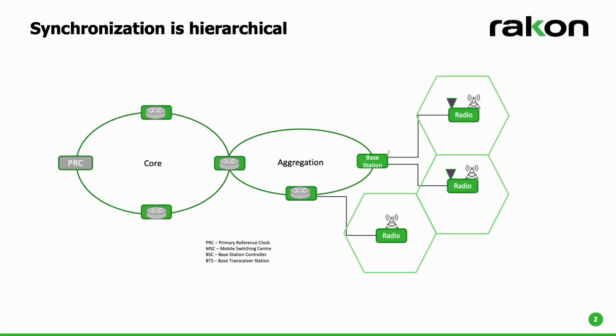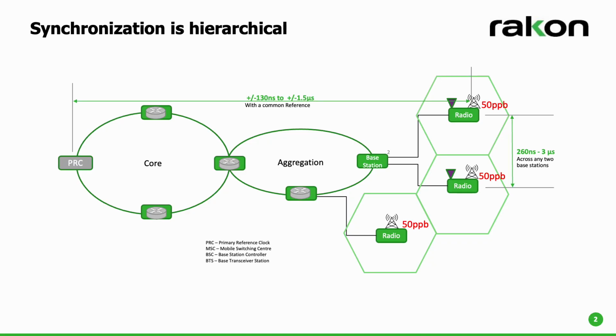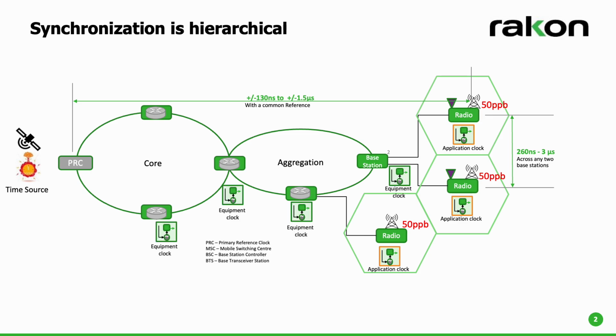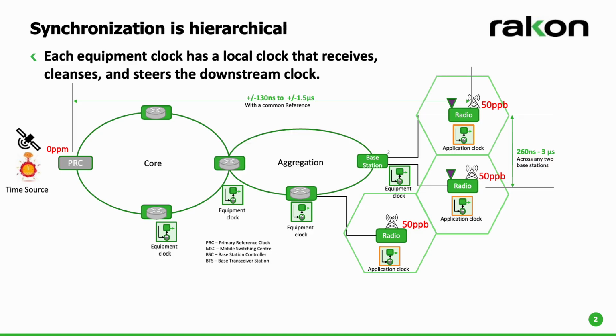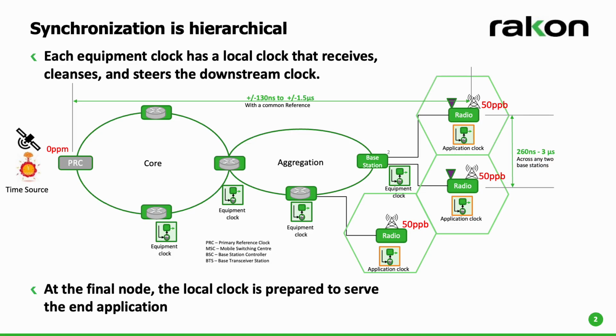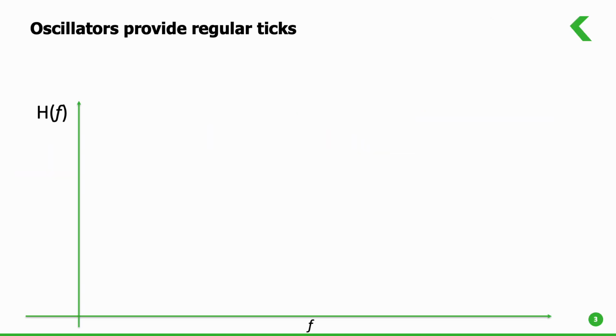Telecom synchronization in general is hierarchical. In this example of a cellular network, the end nodes have certain synchronization requirements. The timing flows from the source to the radios through the core and backhaul networks. Each network element has an equipment clock function that receives synchronization from the upper hierarchy, cleanses it, and steers it downstream. At the final node, the local clock is prepared for the end application's requirements.